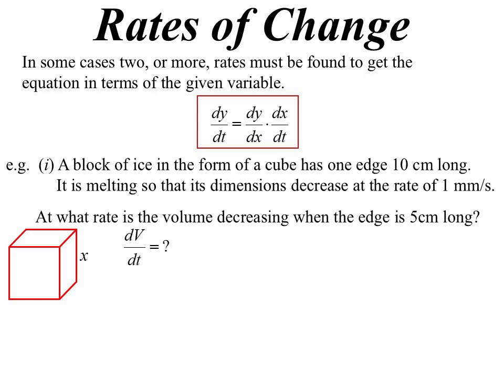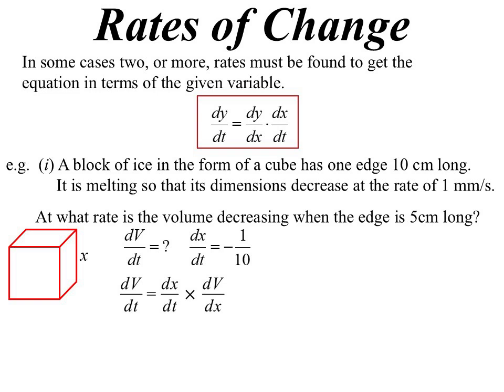dV/dt is what we're trying to find. We've been told dx/dt. It's decreasing, so I know it's negative. I've written it as a fraction. 1 millimetre is, of course, 1/10 of a centimetre. dV/dt is what I want to find. I know dx/dt, so if I can come up with a relationship between V and x, we can create some sort of formula to substitute into.